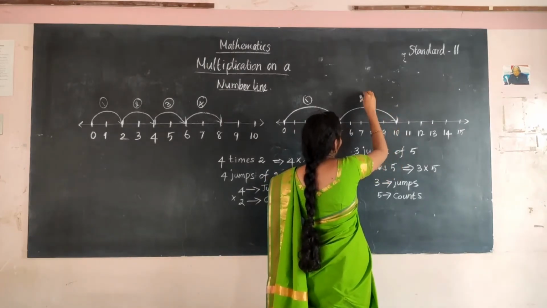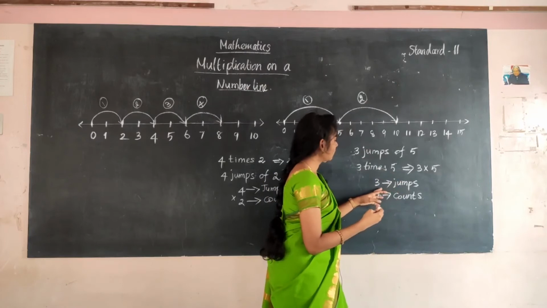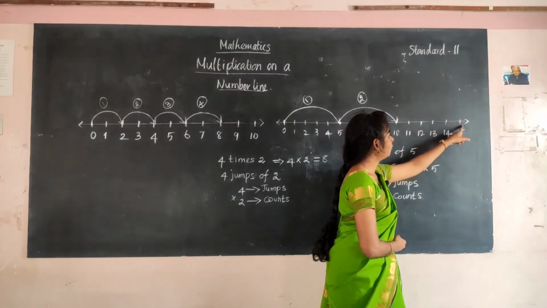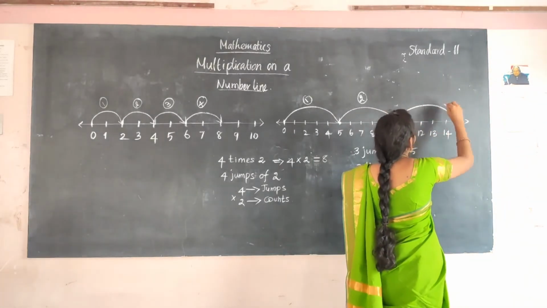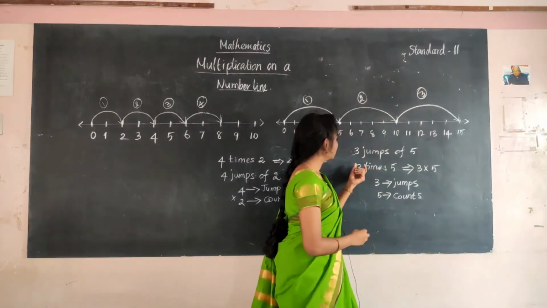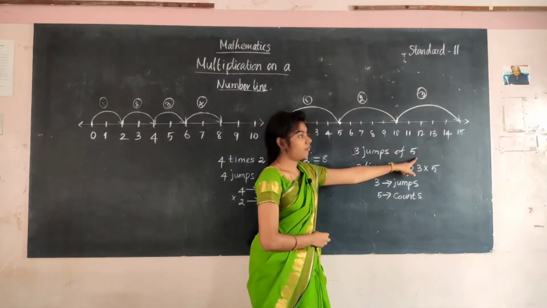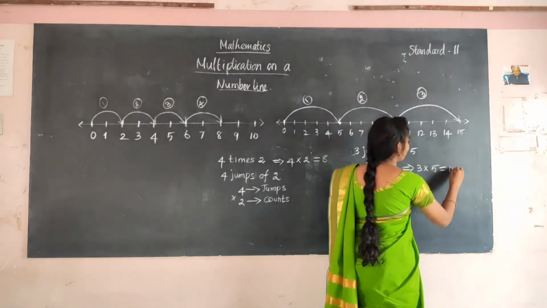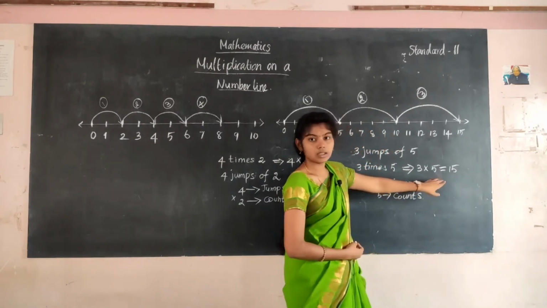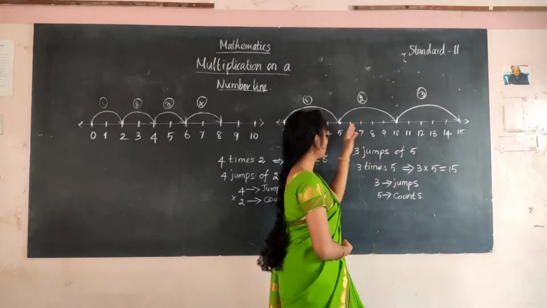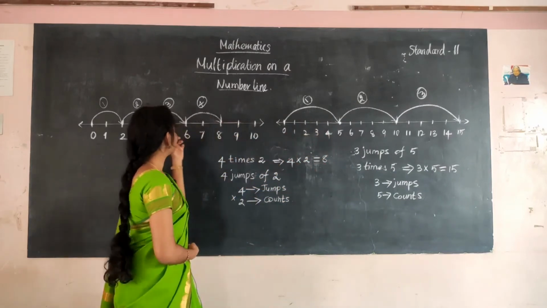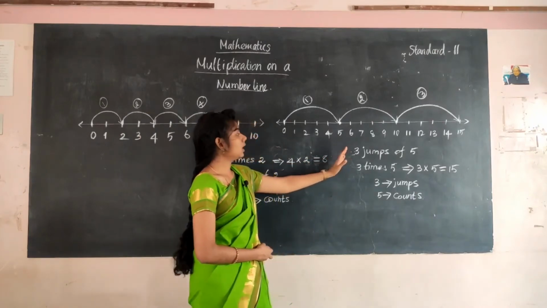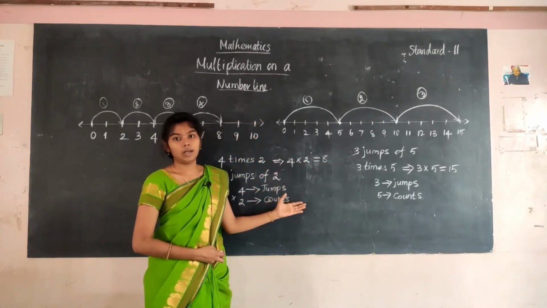This is the second jump. And again you have to count because it is given that there are 3 jumps. So again count 5: 1, 2, 3, 4, 5. So now it's the third jump. 3 jumps of 5 is given, so the answer is 15. We have got the answer as 15. So 3 times 5 is 15. This is the multiplication sentence. So using the number line we have seen this for marker pens, and this for crayons, multiplication on a number line.